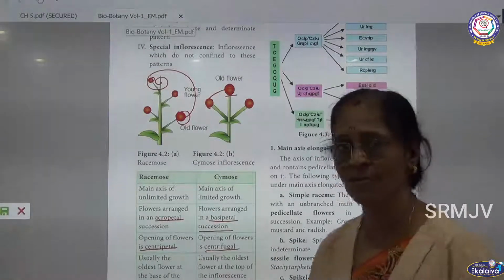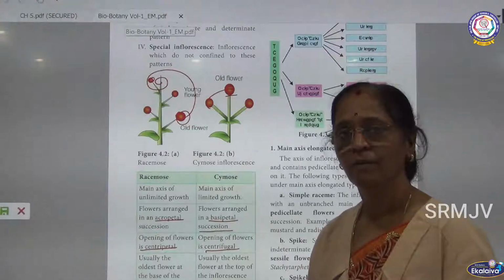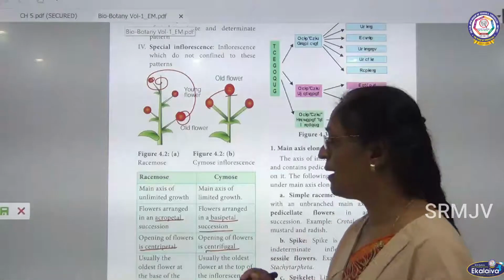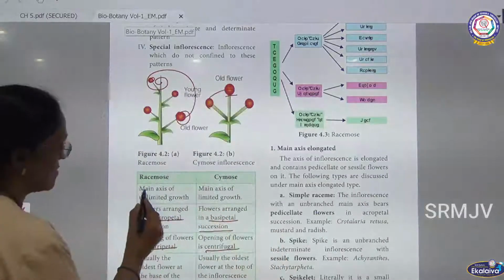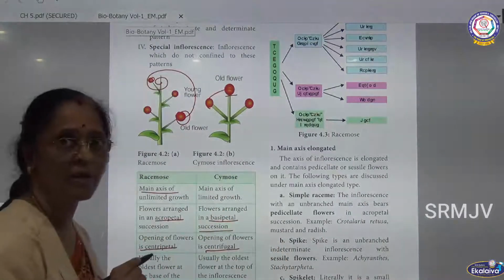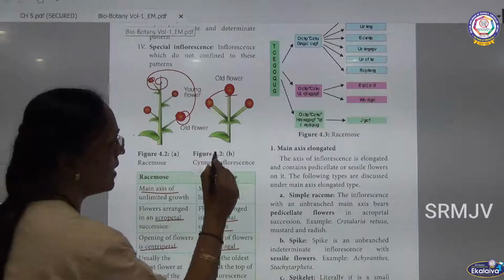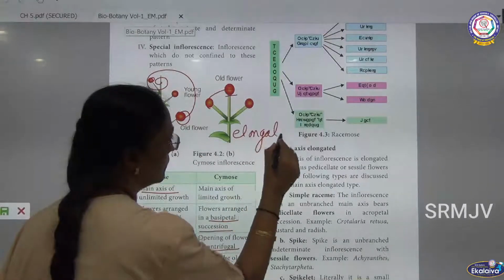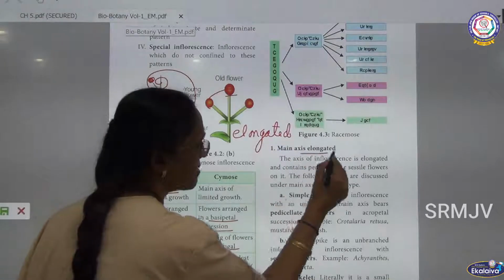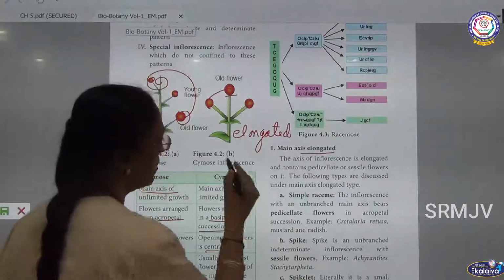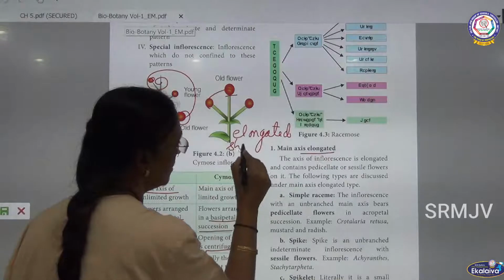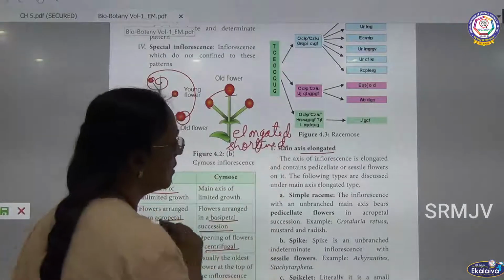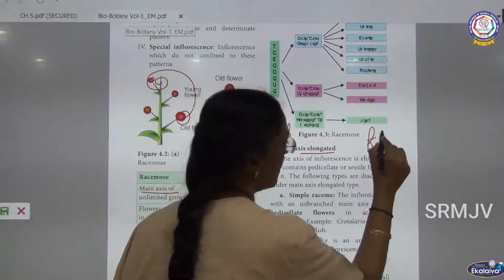And this racemose inflorescence is further studied under three different main categories, where the main axis, this main axis we were talking about, may be elongated, or the main axis may be shortened, and the third one is the main axis flattened.